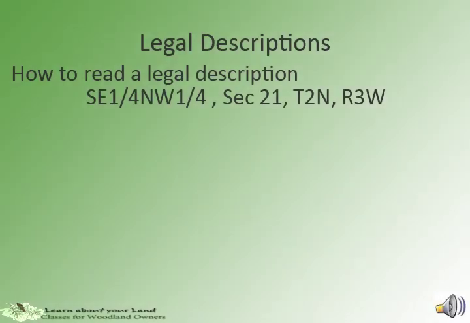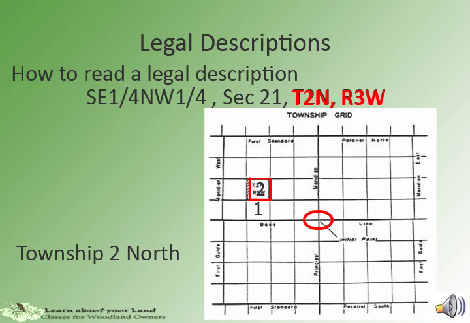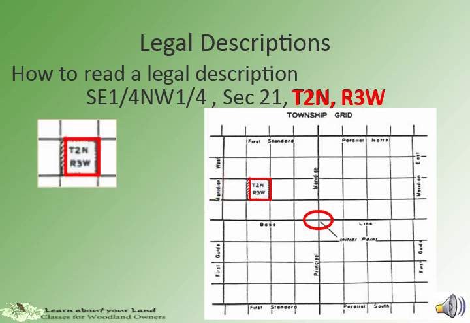Let's walk through an example of how to read and interpret a legal description. The example here is the southeast quarter of the northwest quarter in Section 21 of Township 2 North, Range 3 West. We start at the end and zoom in from there. The red square indicates our township and range. The range is 1, 2, 3 blocks to the west of the principal meridian, and the township is 1, 2 blocks to the north of the baseline.